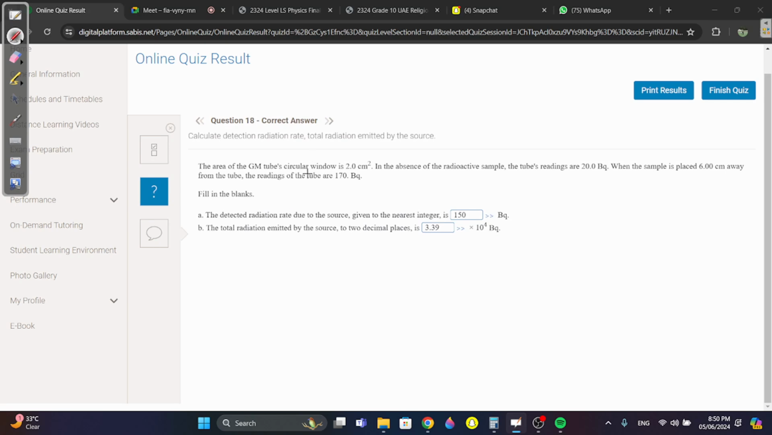Question 18. The area of the GM tube's circular window is 2 centimeters squared. In the absence of the radioactive sample, the tube's readings are 20. When the sample is placed 6 centimeters away, the tube's readings are 170. What is the detected radiation rate due to the source?